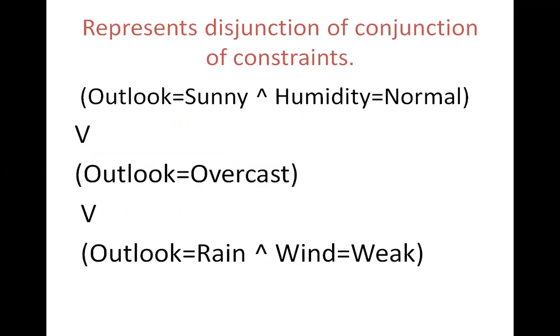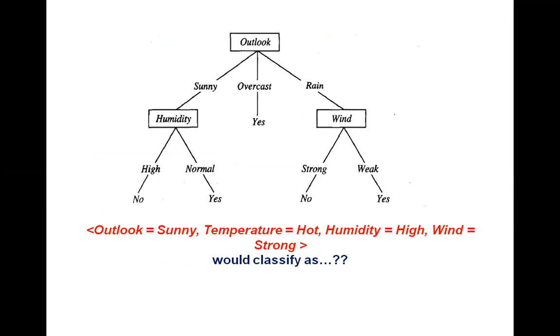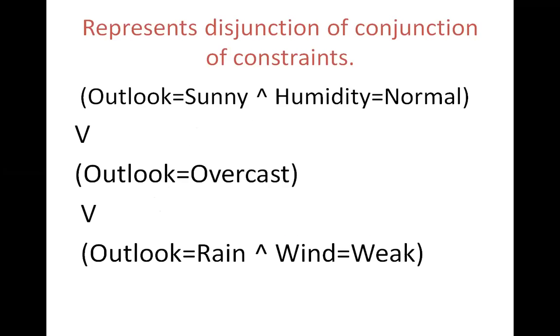Is it clear? What is a decision tree? It's nothing but a tree which consists of nodes. Nodes are nothing but the attributes. Branches are nothing but the values of those respective attributes. A leaf always represents the final classification. Okay, so this is a decision tree.